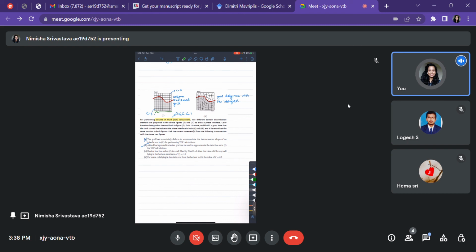Why is it 1? Because it is completely filled with the gray fluid. So when it's completely filled with the white fluid, we say that the color function is 0. When it is completely filled with the gray fluid, we say the color function is 1. And when there is an interface, we say that the color function lies between 0 to 1. Okay, so that's how we are able to track that an interface exists in that particular cell. This is the correct option.